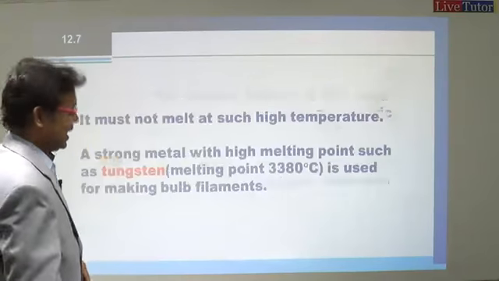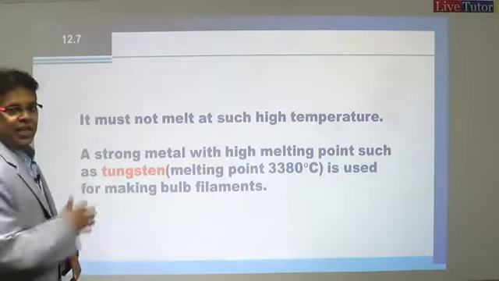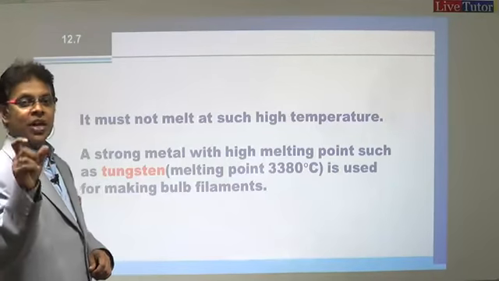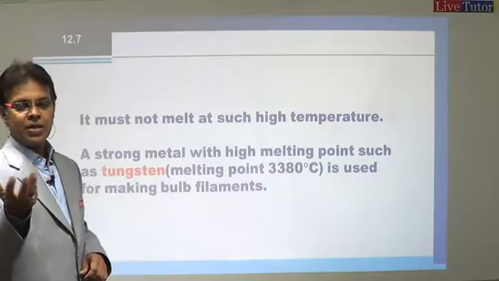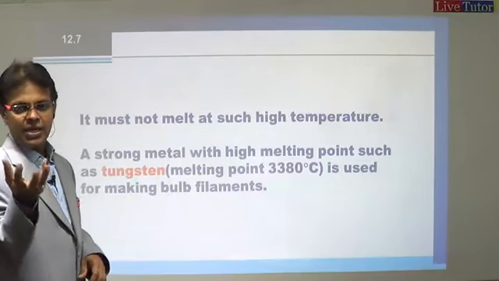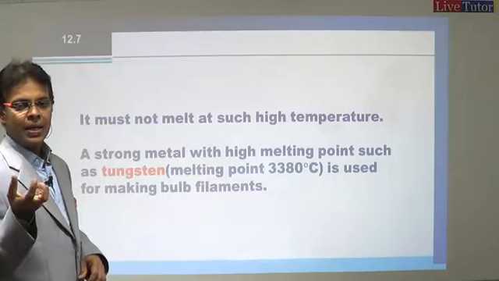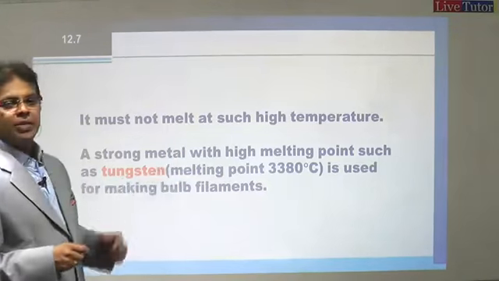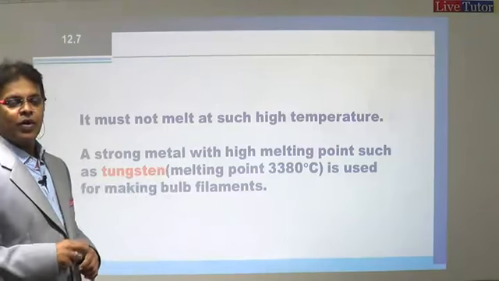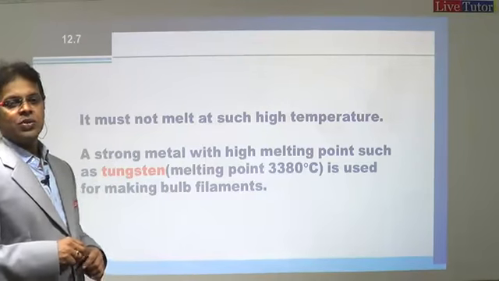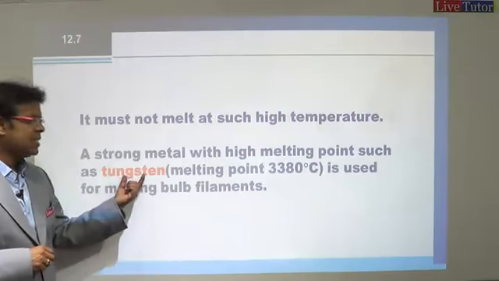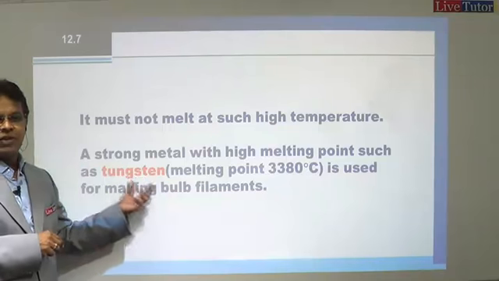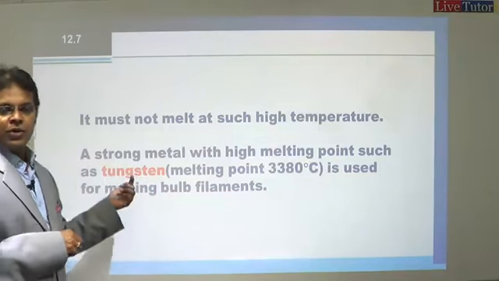Okay. Right. Here, as we said, this tungsten filament should not melt at high temperature, because it is retaining very high heat. So at that high temperature, it should not melt. So a strong metal with a high melting point should be used for making the filament in the bulb. Finally they understood that tungsten is the best filament. Even today we are using the same filament in all the bulbs.